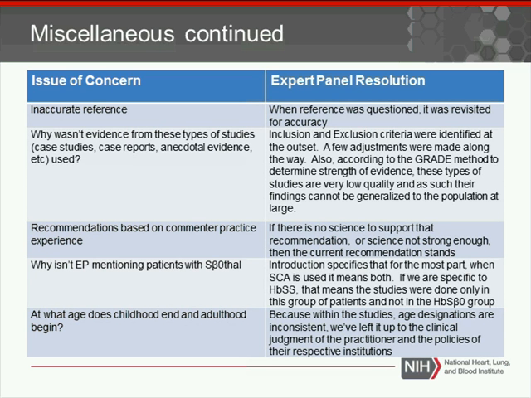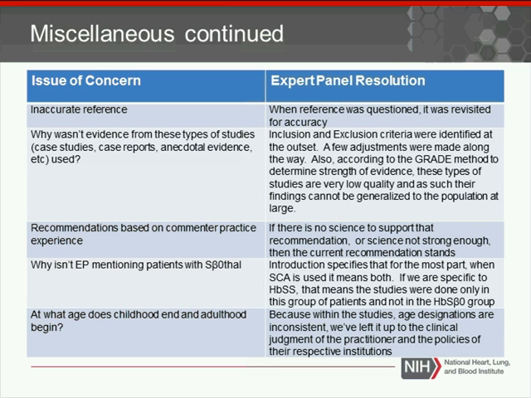Then you asked, why isn't the expert panel mentioning patients with sickle beta zero thalassemia? We tried to be specific in our introduction that for the most part, when we use sickle cell anemia, it meant both hemoglobin SS as well as sickle beta zero thalassemia. If we specifically said hemoglobin SS, that would mean that the studies found were only in this group of patients and not in the other group, and we tried to be consistent with that across the document.